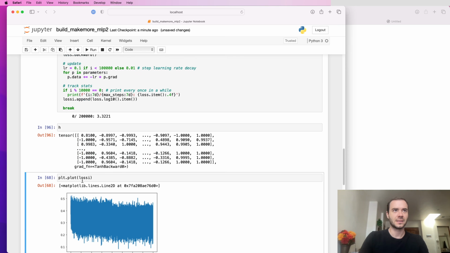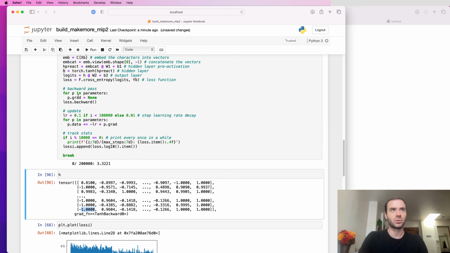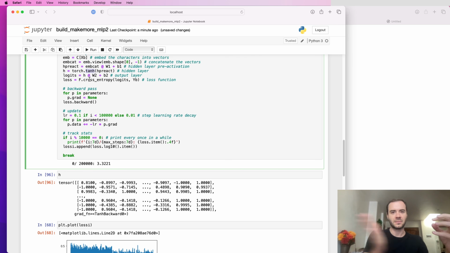Now, if we just visualize this tensor h, it's kind of hard to see, but the problem here, roughly speaking, is you see how many of the elements are 1 or -1. Now recall that torch.tanh, the tanh function, is a squashing function. It takes arbitrary numbers and squashes them into a range of -1 and 1, and it does so smoothly.